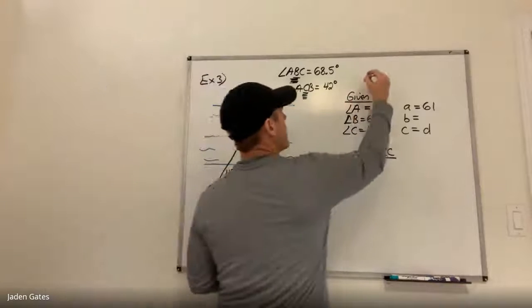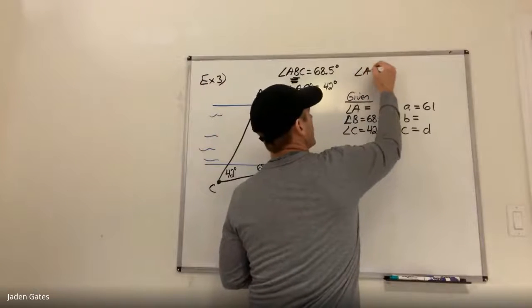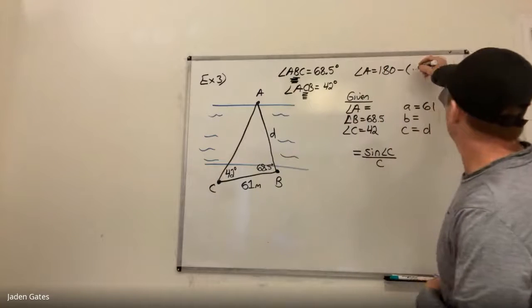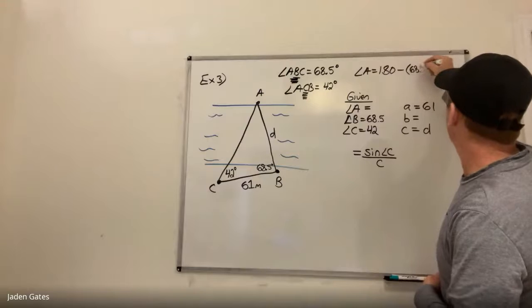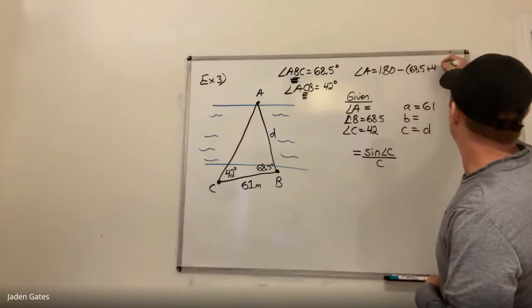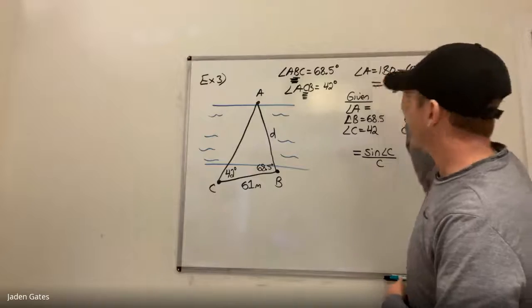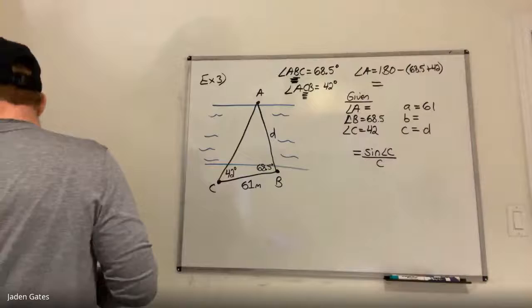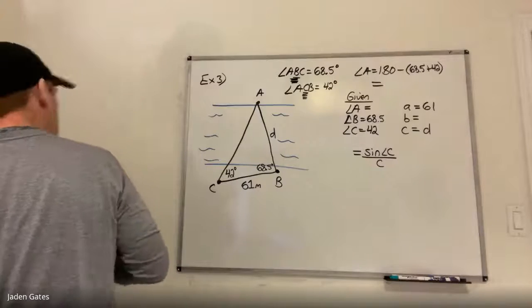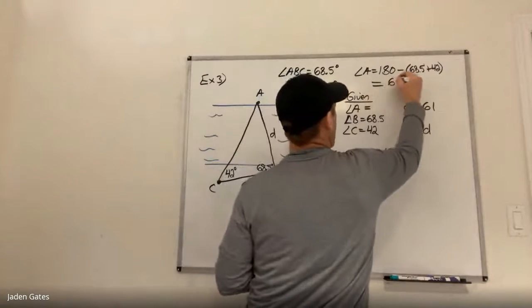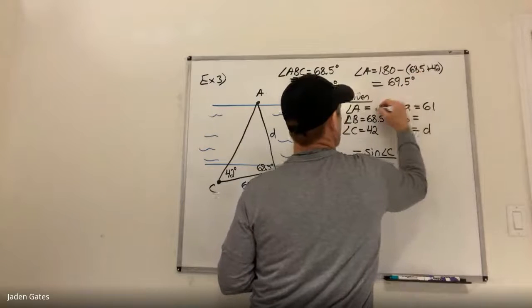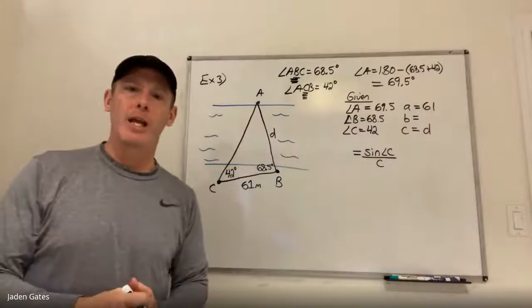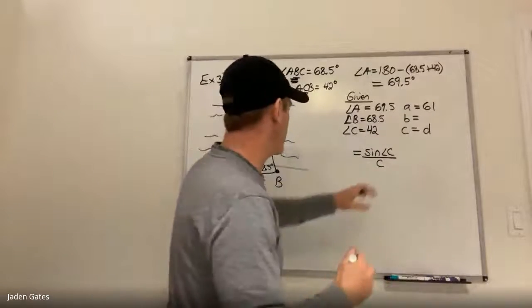All right, so angle A, as you said, I'm going to do exactly that. I'm going to add these two guys up here, 68.5 plus 42. We do subtract them from 180, as you said, because all the angles inside of a triangle add up to 180. And let's see here. I actually get that angle A is 69.5 degrees. All right, so now I know everything about the A part. So I'm going to use the A and the C part.